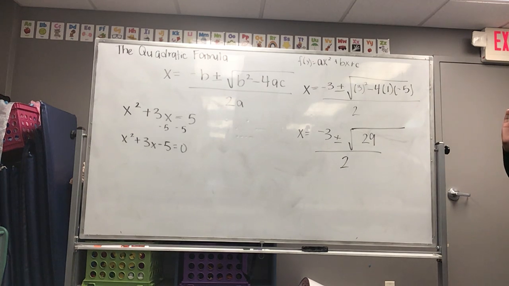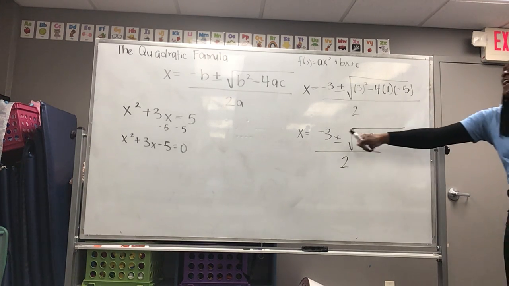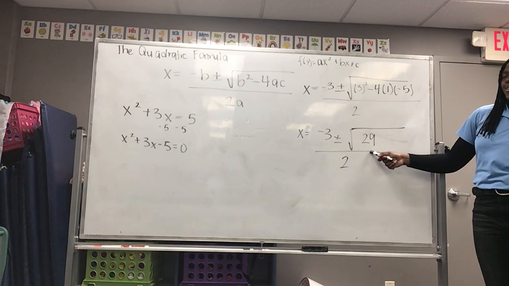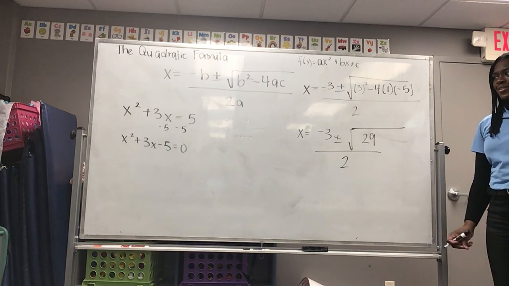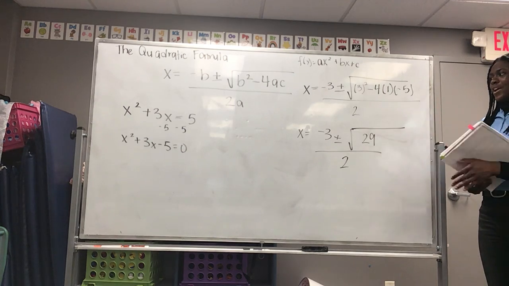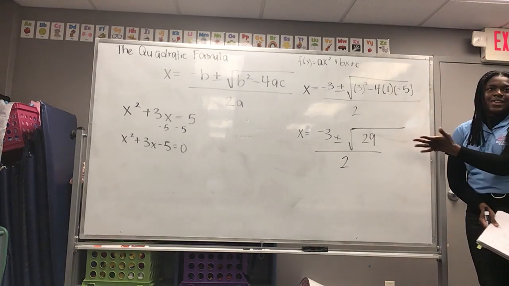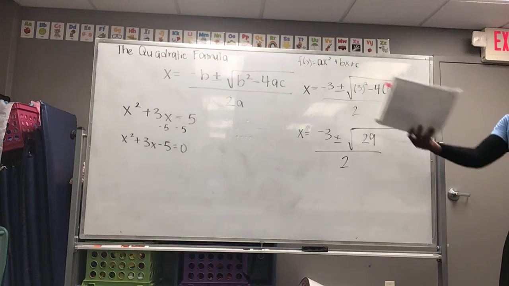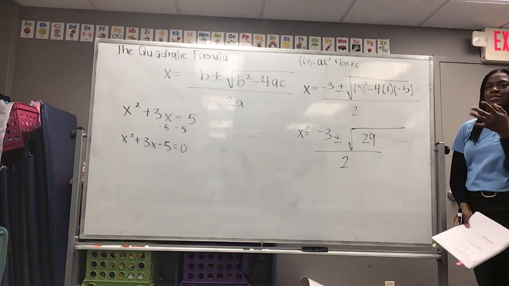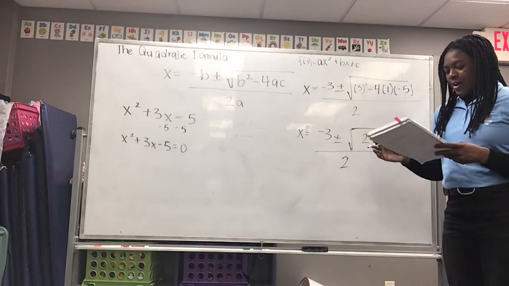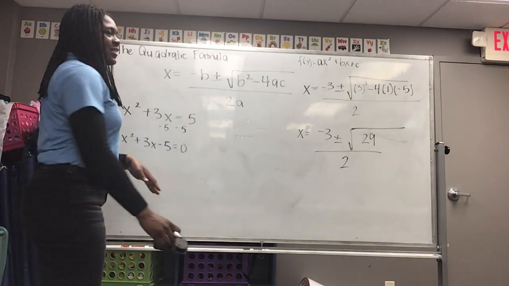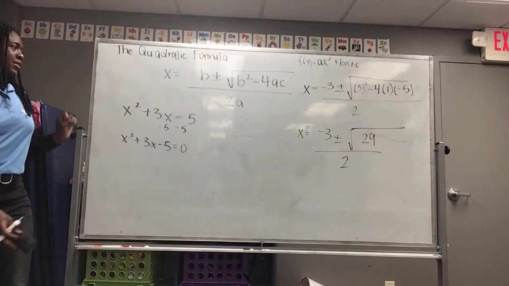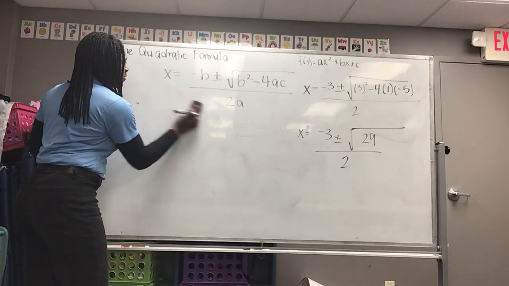Oh, okay. Yeah, so this would be my answer: negative 3 plus or minus the square root of 29 over 2. That is the solution to my x squared plus 3x equals 5. They probably have this as an answer choice on the ACT. And once you plug it into the quadratic formula, just circle it and then move on. Now we're going to do another example. Do you guys have any questions about this one? No? Okay.